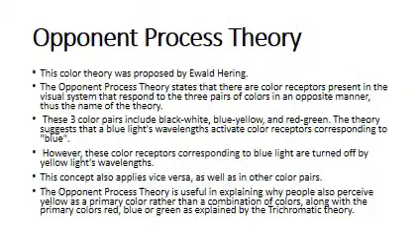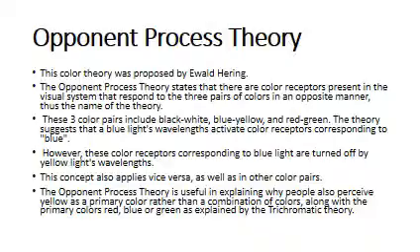Opponent process theory. This color theory was proposed by Ewald Hering. The opponent process theory states that there are color receptors present in the visual system that respond to the three pairs of colors in opposite manner, thus the name of the theory. These three color pairs include black-white, blue-yellow, and red-green.